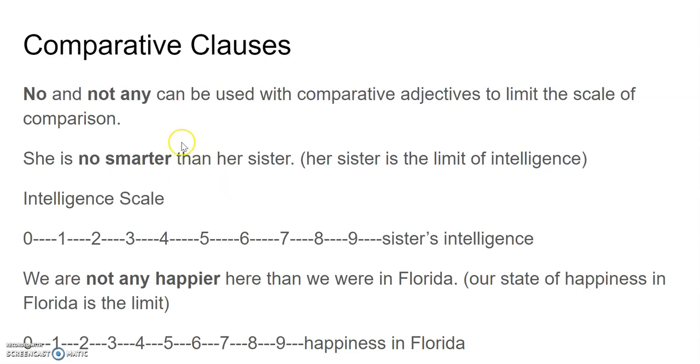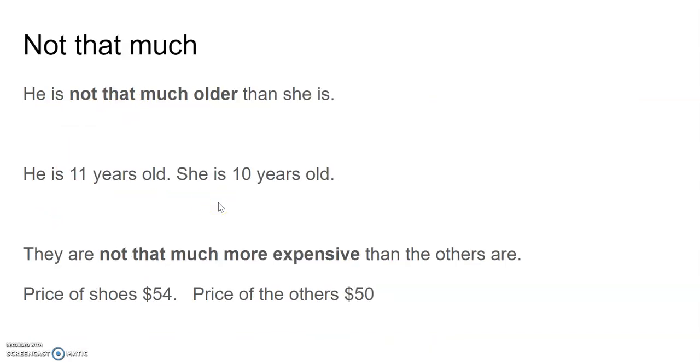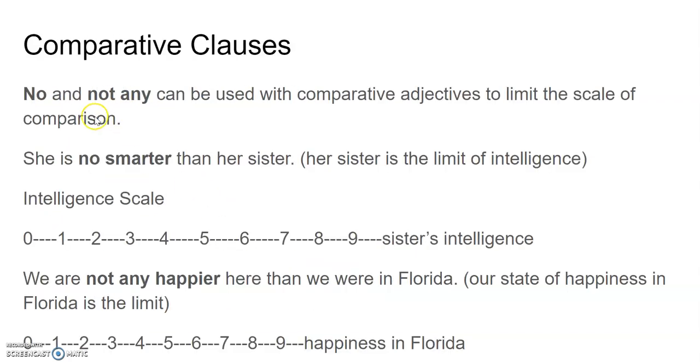Okay, so this is what we're focusing on today, comparative clauses, right? In particular, we're focusing on no, not any, and not that much. Okay, so let's start with no and not any. As you guys can see, they're used to limit the scale of comparison. So what does that actually mean? Let's take a look at the example.